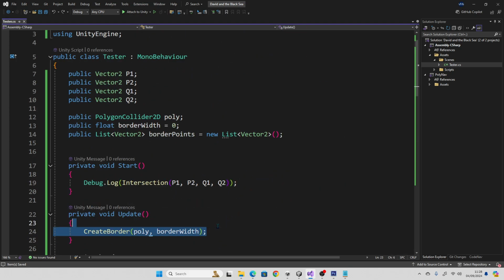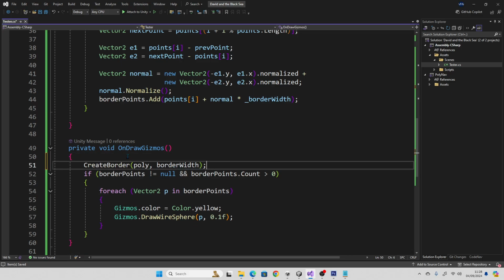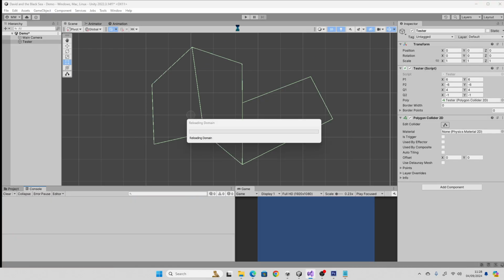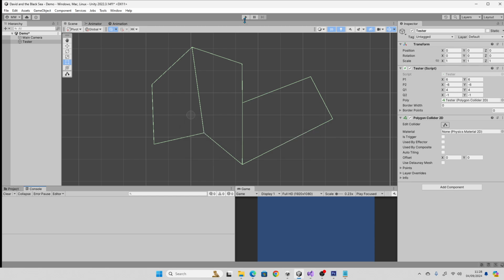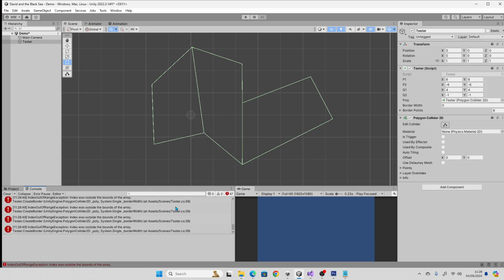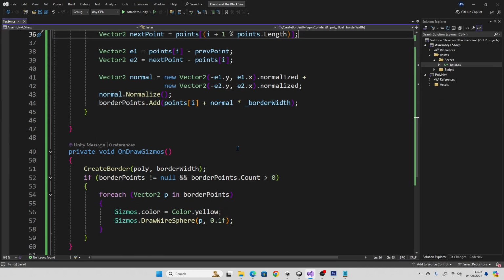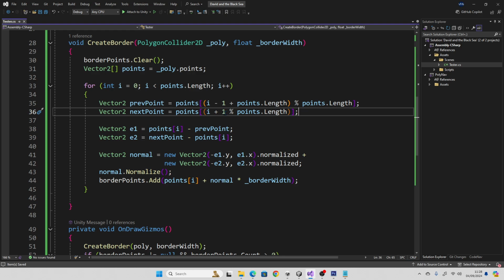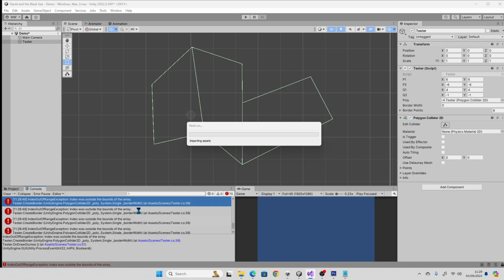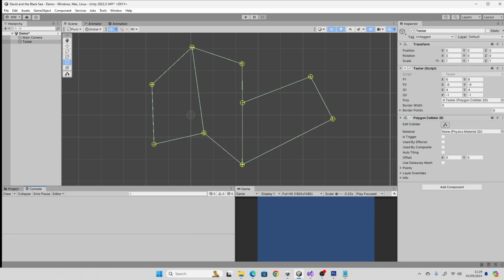You know what? I'm not going to call it in update. I'm going to call it down here. Maybe there's a discrepancy between the update and... Nope, it's still saying the same thing. This time on 36, which is this point here. Aha. That should have been like that. Right, so it's the I plus one and then the modulo. No more errors. Right. And actually, I don't need to run anything because I can just do this.